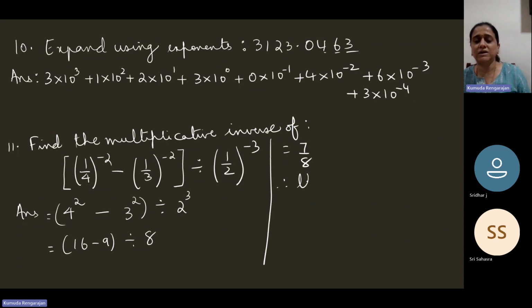Therefore, the multiplicative inverse, I'll just write MI, is 8 by 7. On simplifying, we get 7 by 8. That is the simplified answer. But the multiplicative inverse of the expression is 8 by 7. Remember, children, reciprocal of the base, negative of the power, to write the equivalence.